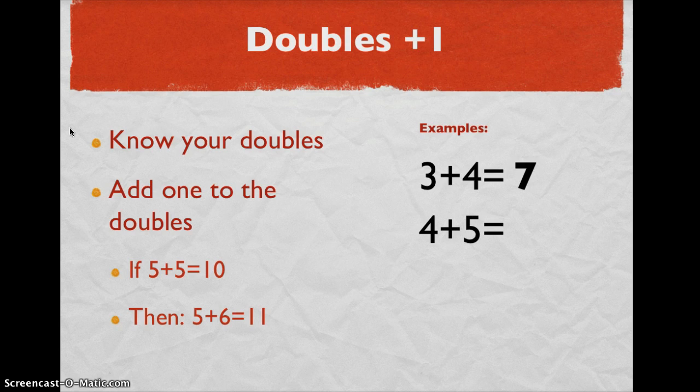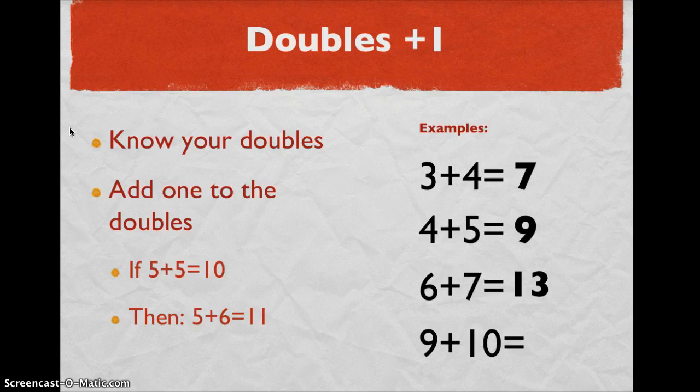How about 6 plus 7? Can we use any real-life examples to get to our answer? Yes, we can use our cooking example. 6 plus 6 equals 12, just like the eggs in the carton, and then add 1 more and we have 13. Finally, we have 9 plus 10.